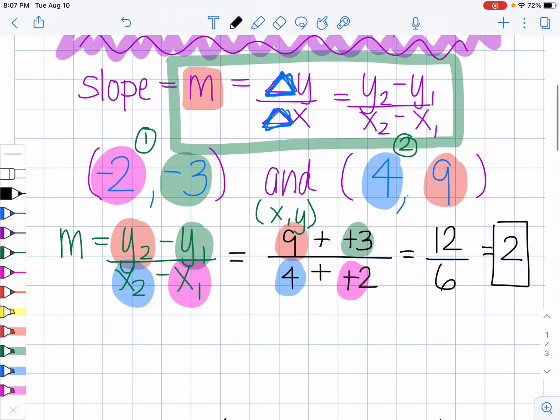You can also write it as 2 over 1. Technically, when you reduce your fraction, that's what you get. This is also okay to write. All right.